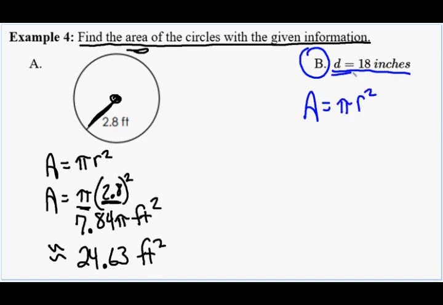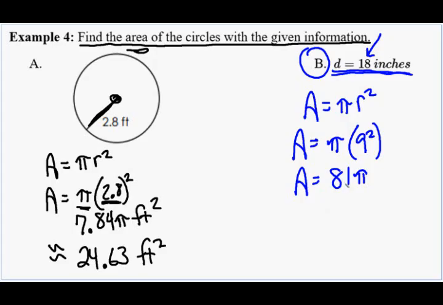Well, if the diameter is 18, the radius is going to be half of that. So our area is pi times 9 squared. 9 squared is 81. So the exact area is 81 pi. In this case, it's inches squared. And if we multiply the 81 by pi, we're going to get approximately 254.47 inches squared. All right.